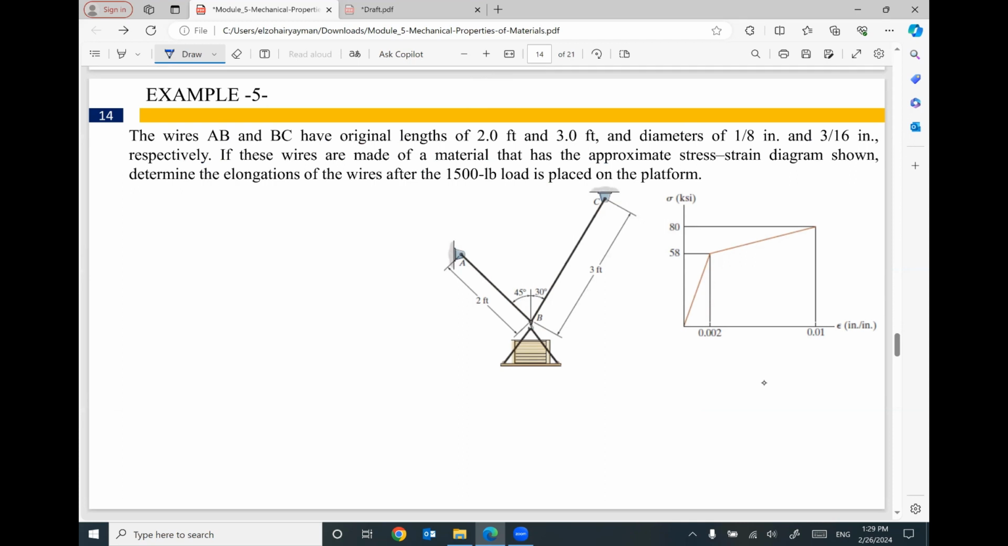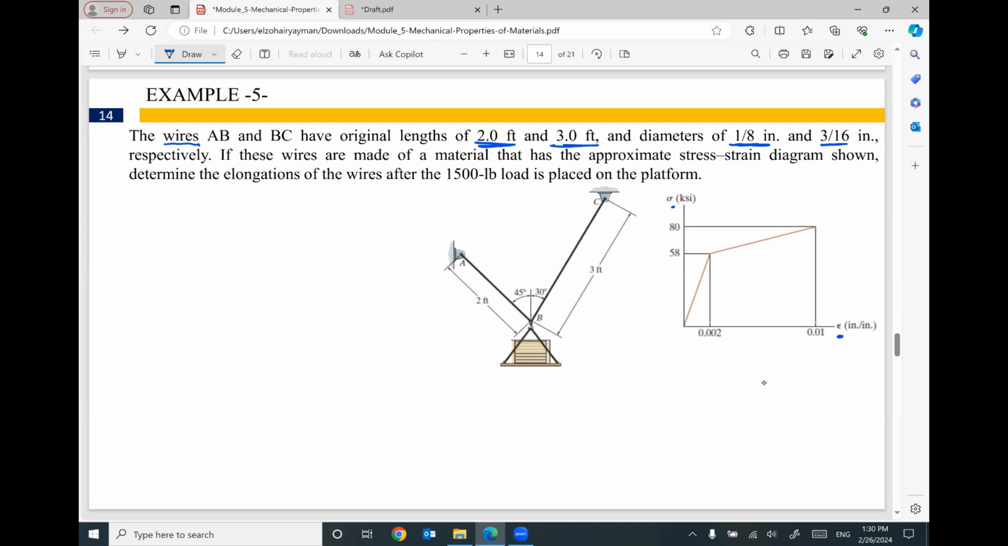In this example, we are also given a stress-strain relationship for the material of BA and BC. So we have two wires, AB and BC, having original lengths of 2 feet and 3 feet. The original length of BA is 2 feet. The original length of BC equals 3 feet. The diameter of BA is 1/8 inch, and the diameter of member BC is 3/16 inch.